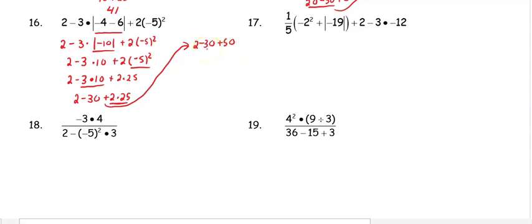Then we're left with adding and subtracting. So again, we go left to right. 2 minus 30 is negative 28 plus 50. When we add those together, we get 22.